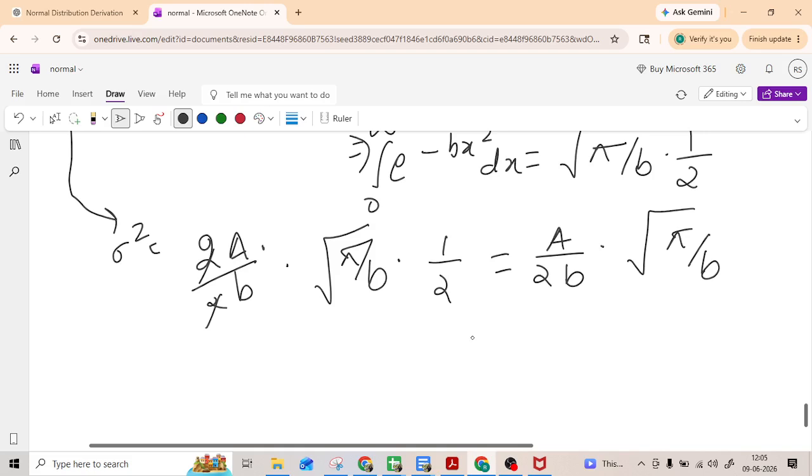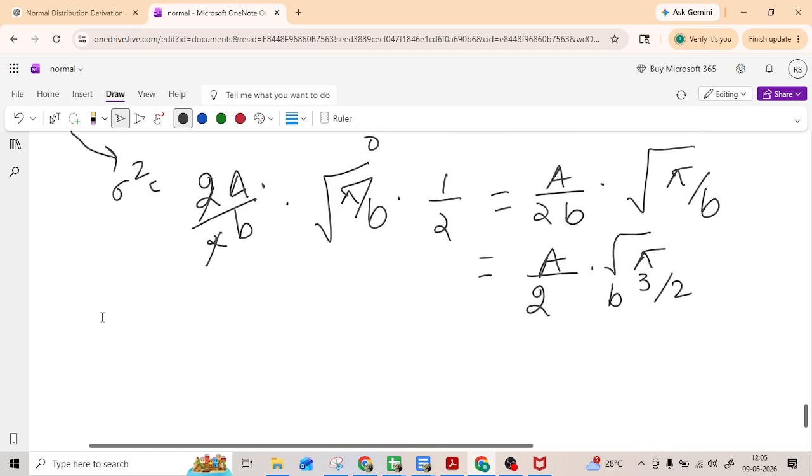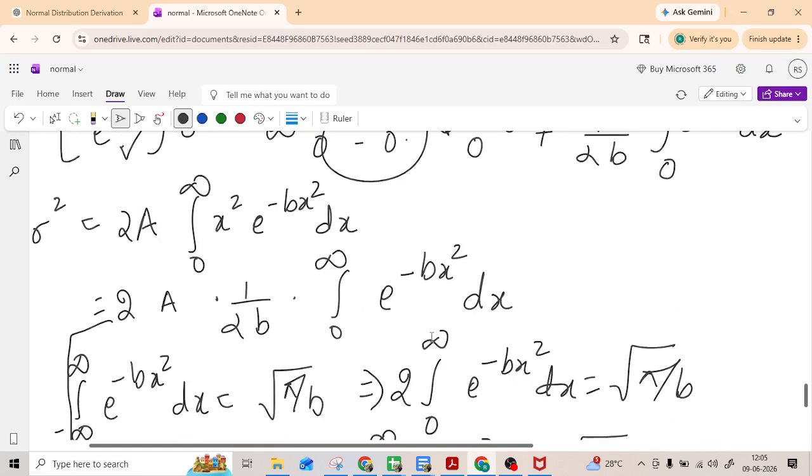Which would become a raised to the power 2, a by 2, into root pi, b raised to the power 1 by 2 plus 1, right? So it becomes b raised to 3 by 2, because this was 1 by 2 and then we had 1 at the bottom, so 1 plus 1 by 2 becomes 3 by 2. So we have sigma square equal to a by 2 into root pi into b raised to the power 3 by 2, and at the same time we also had this.